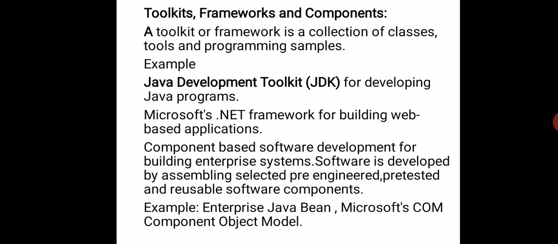So next one, toolkits, frameworks, and components. A toolkit or framework is a collection of classes, tools, and programming samples. Example, JDK, Java Development Kit, for developing Java programs. Using the JDK, you can easily develop Java programs. That means the JDK provides a toolkit, that means tools to easily create Java programs.